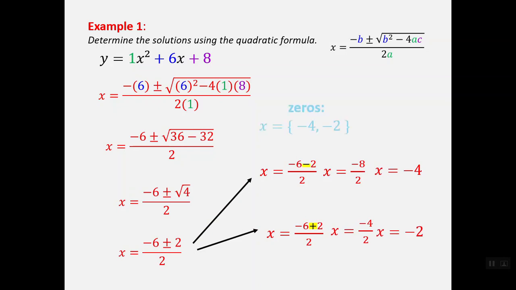So what we're saying is the zeros of this function are negative 4 and negative 2. And now, hey, think about what we did. Remember when we factored it, what did we get? Negative 4 and negative 2. So you can see this gives us exactly the same solution that we would have gotten before when we were coming up with the roots of this quadratic equation.